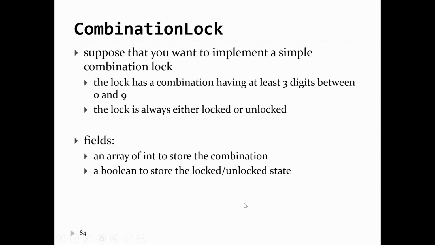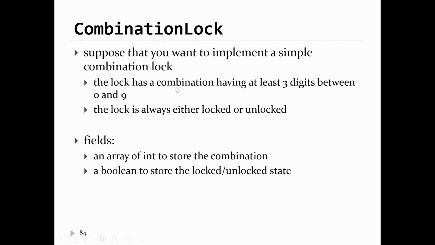Okay, I want to implement a simple class to represent a combination lock. So this is like one of those cheap bicycle locks that's got those little dials on it. Each dial has a number between 0 and 9. Normally there's 3 or 4 dials, and you just change the dials to match the combination, and that unlocks the lock. So that's what we want to implement right now.